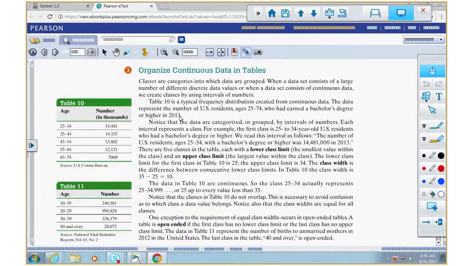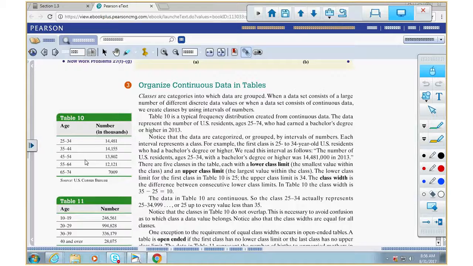Okay, let's look at this example right here, table 10. I'm going to go through and pick out what is what on table 10. The lower class limits are on the left-hand side. The 25, 35, 45, 55, and 65, that's your lower class limits, so write that down. Draw this in your notebook, draw a brace on 25 through 65, and say left-hand side equals lower class limits. What's 34, 44, 54, 64, and 74? Upper class limits, yes.